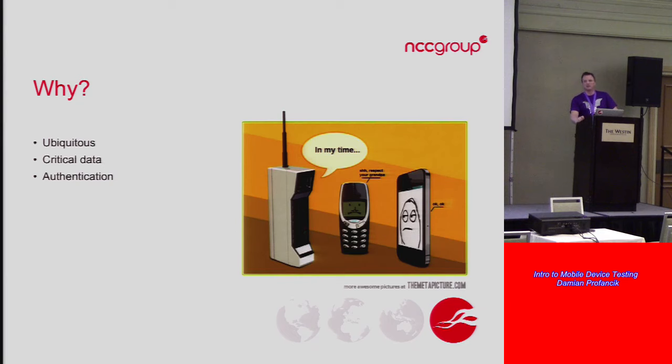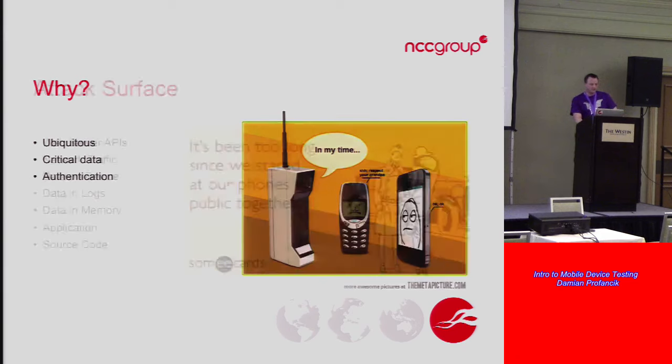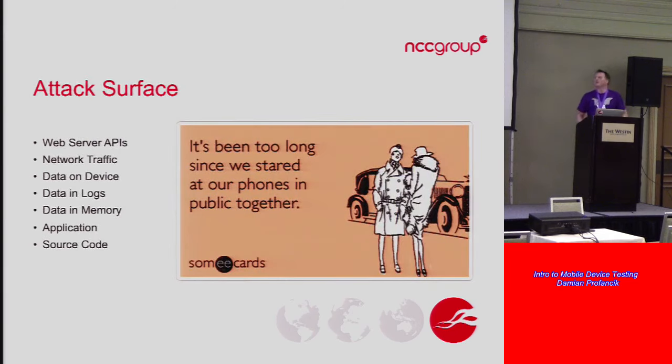So making sure that the mobile platform is secure is really critical in that aspect, because that's the last line of defense for authentication a lot of times. What also makes mobile devices unique is that there is a vast attack surface. There's lots of different things to look at.